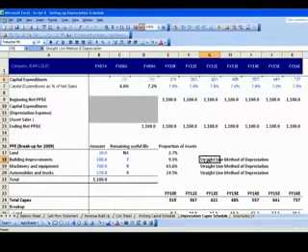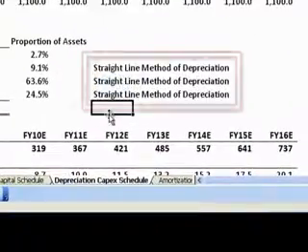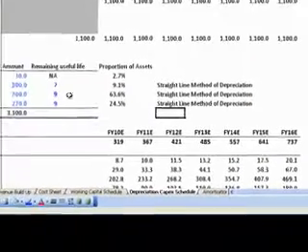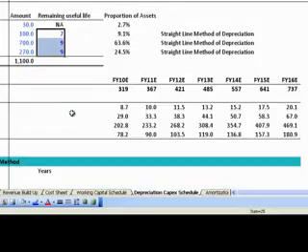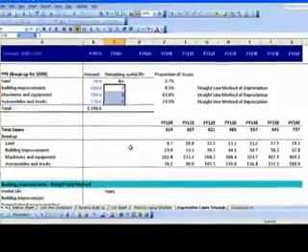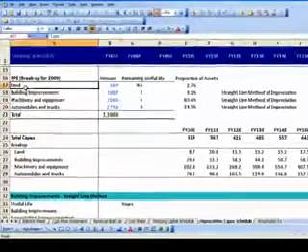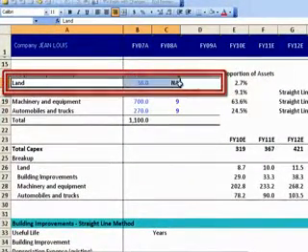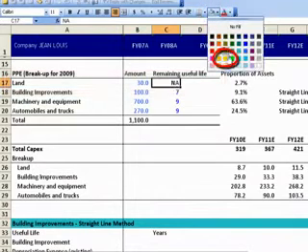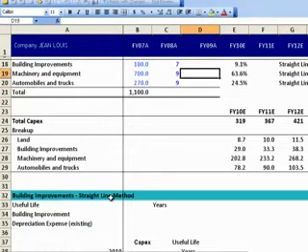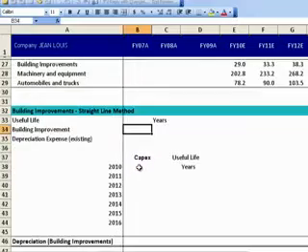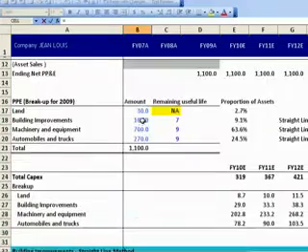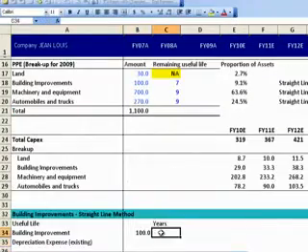Depreciation policy assumed here is the straight line method, and we have also assumed useful life to be the same as the useful life of the historical assets. Remember, land is a non-depreciable asset, and hence we will not depreciate land. Let us now look at the calculation of depreciation for building improvements. The useful life is 7 years.